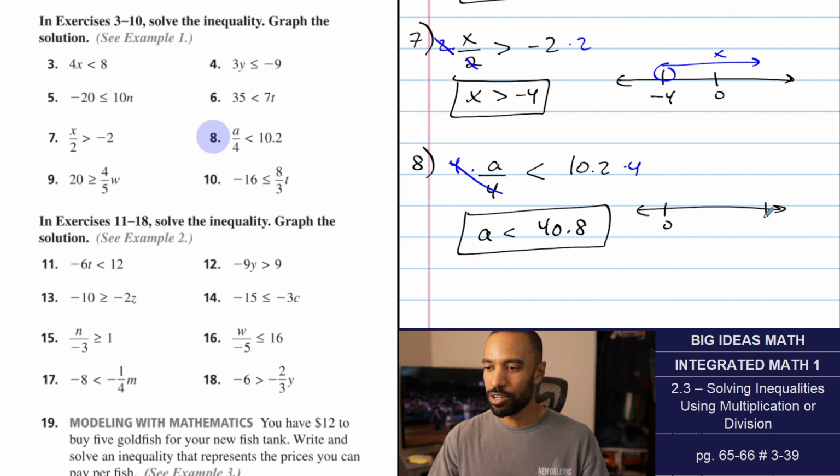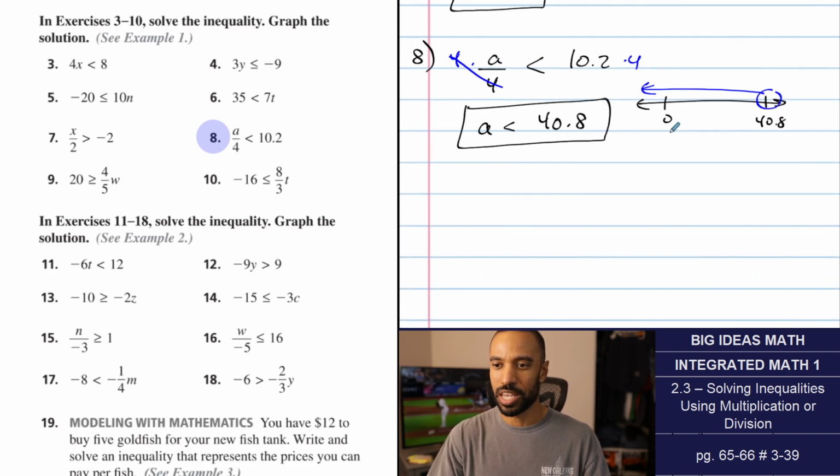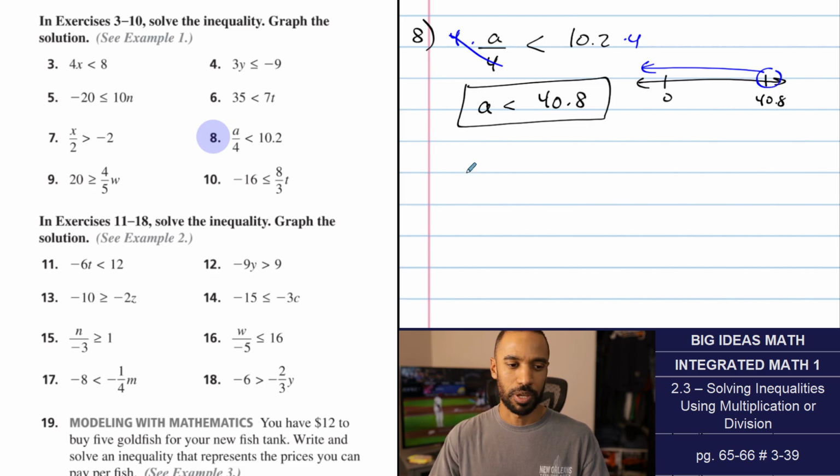So here's 0. Here's 40.8 way over there. And A gets to be less than, which includes 0. I didn't check one of these yet. Is 0 less than 10.2? Yes. Is 0 part of your solution set? Yes. Did we get it right? Yes.